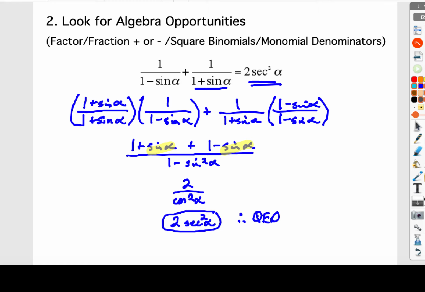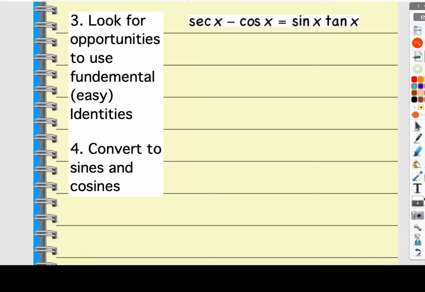Again, algebraic opportunities like adding fractions, those difference of squares, right? 1 plus and 1 minus the signs. Those are very helpful things. Having monomial denominators, right? That cosine squared that we ended up with down here. All those things can be very helpful for us in the end. Two good rules. We've kind of used a couple of them already. Look for opportunities to use easy identities like reciprocals, such as the secant being 1 over, again, the cosine. Also, converting to sines and cosines can be very helpful. Like we did on the first screen, oftentimes if we can do that, we can make easier statements for ourselves.